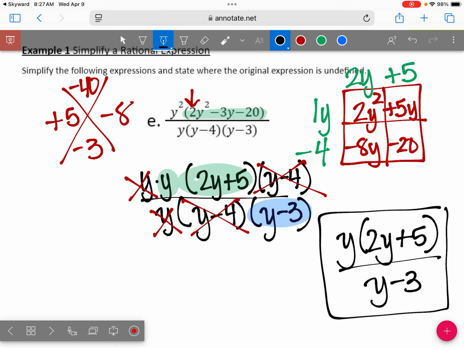Any questions? So today we simplified. Tomorrow we will add and subtract.